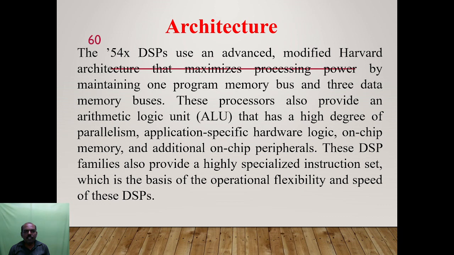The 54 DSP uses an advanced modified hardware architecture that maximizes processing power by maintaining one program memory bus and three data memory buses. This processor also provides an arithmetic logic unit that has a high degree of parallelism, application specific hardware logic on chip, memory, and additional on-chip peripherals.